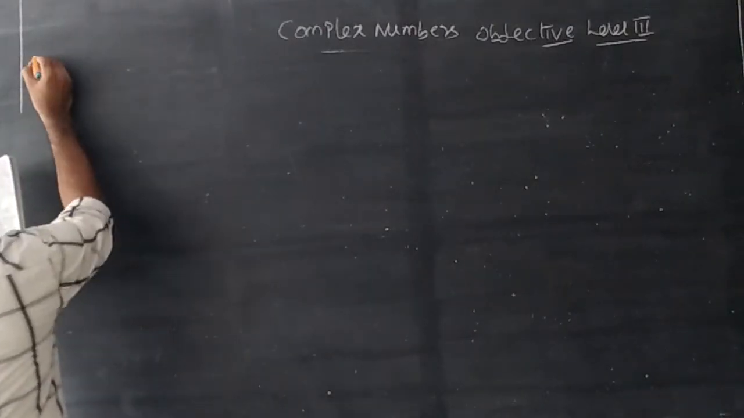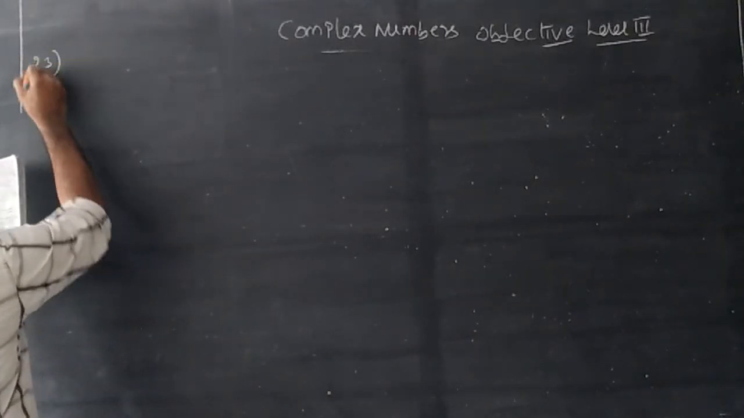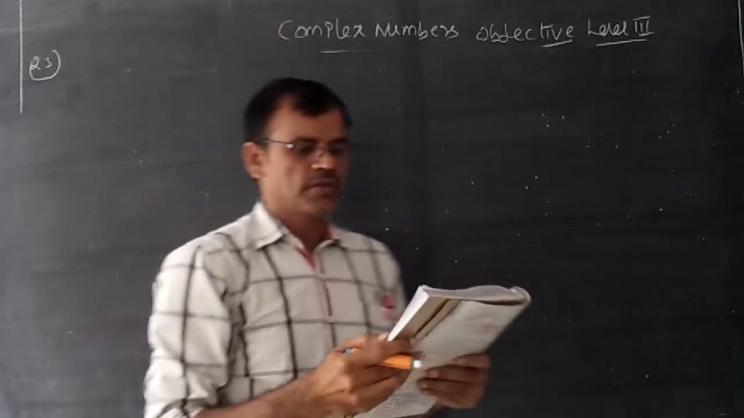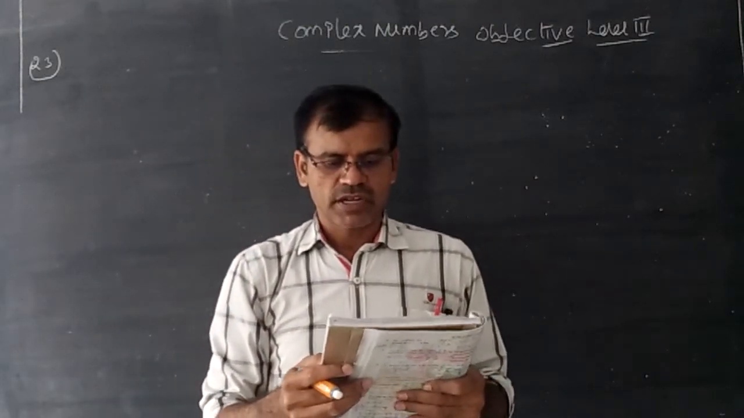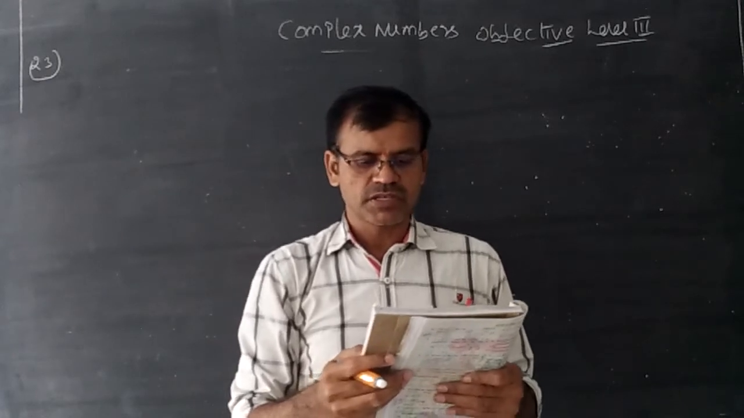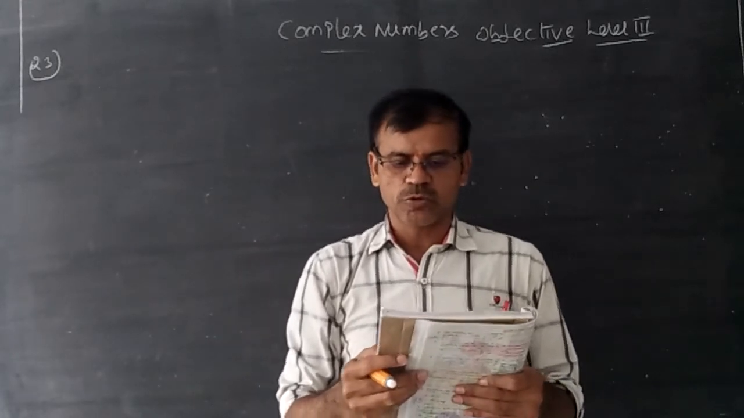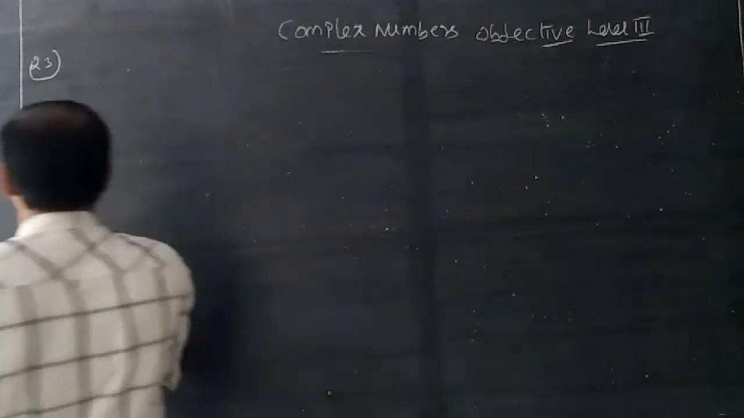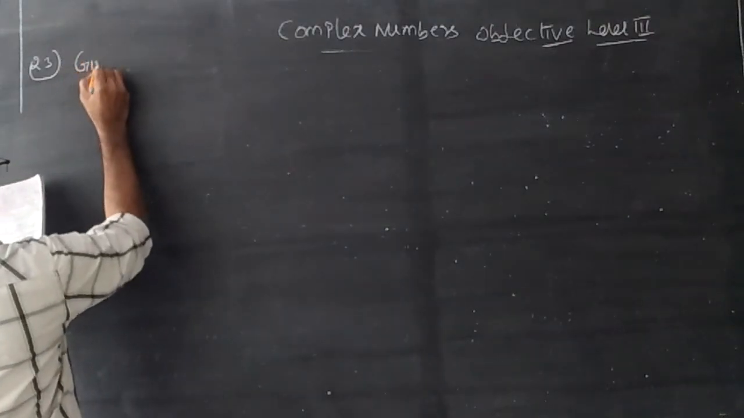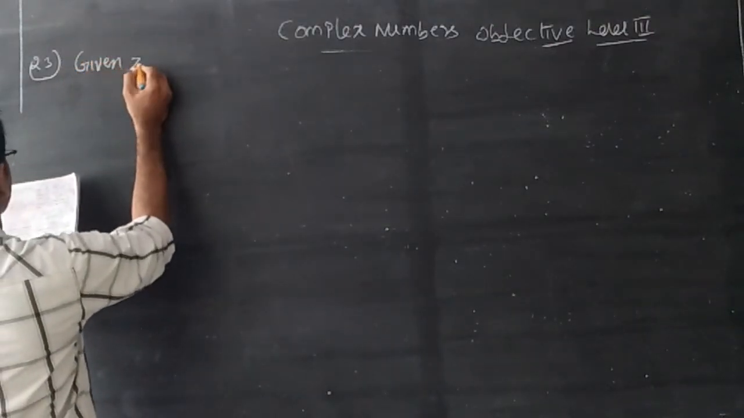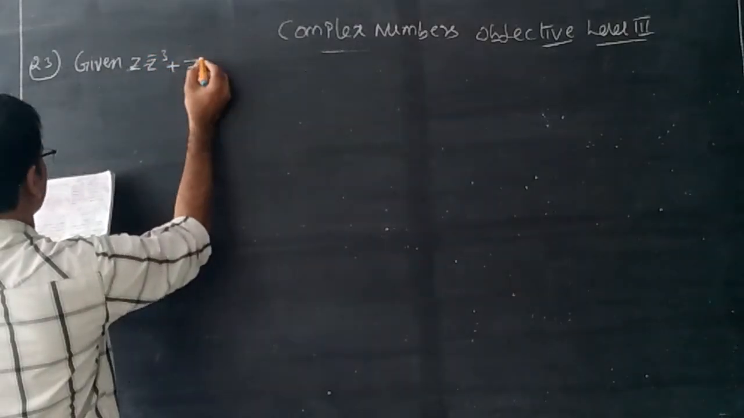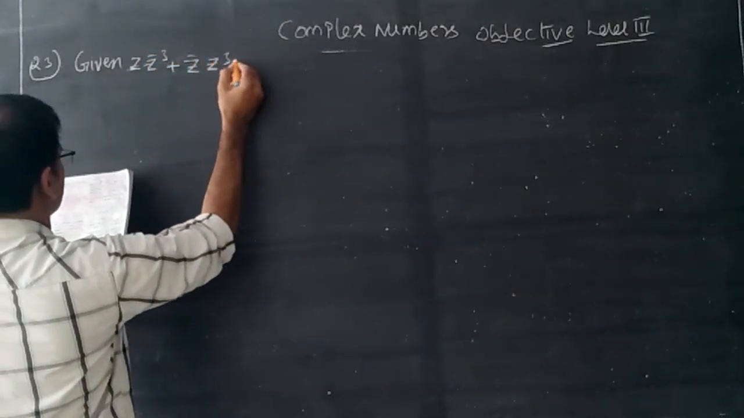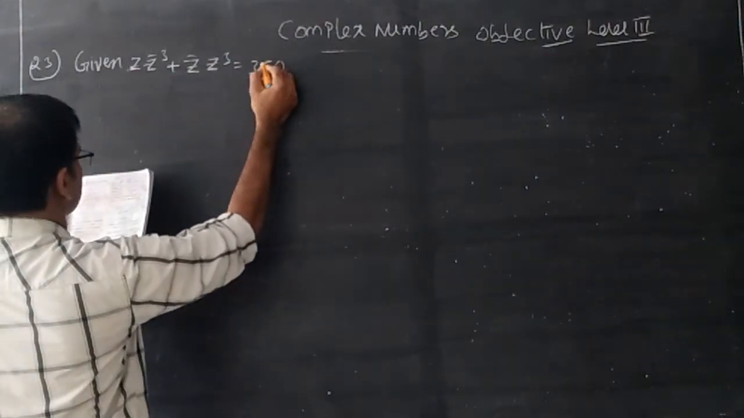Now 23rd question. Let z = x + iy be a complex number where x and y are integers. Then the area of the rectangle whose vertices are the roots of the equation z̄³ + z̄z³ = 350. Given condition, I am writing: z̄³ + z̄z³ = 350.